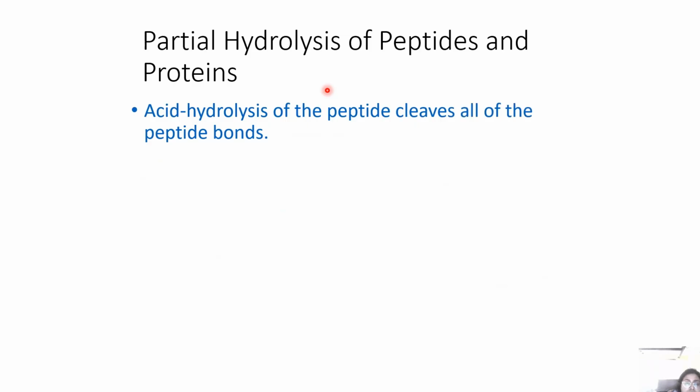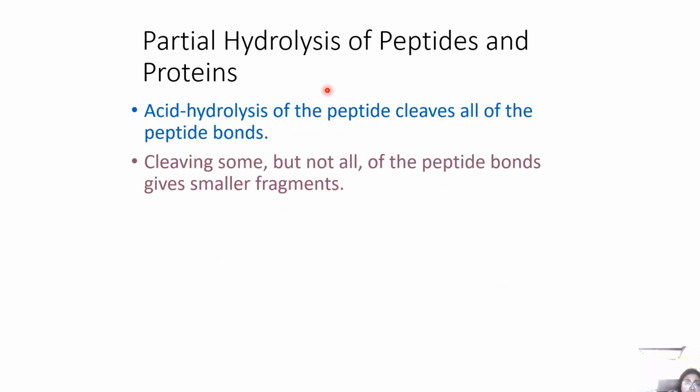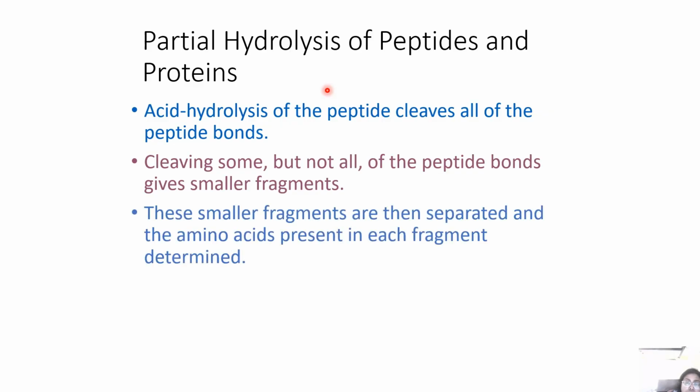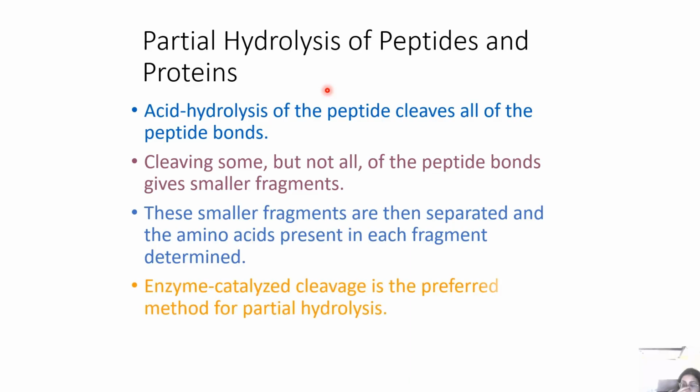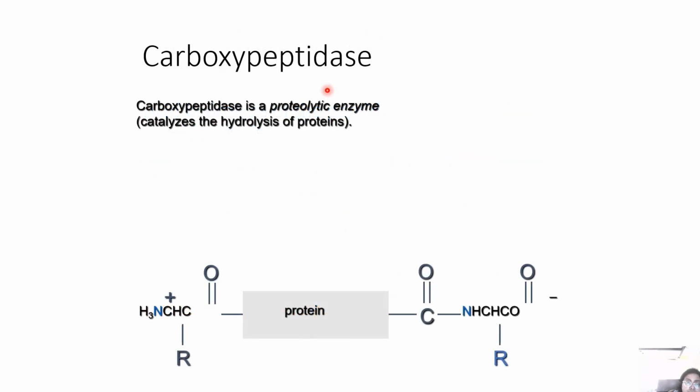Now, acid hydrolysis of the peptide cleaves all of the peptide bonds. Cleaving some but not all of the peptide bonds gives smaller fragments. These smaller fragments are then separated and the amino acids present in each fragment determined. Enzyme catalyzed cleavage is the preferred method for partial hydrolysis.